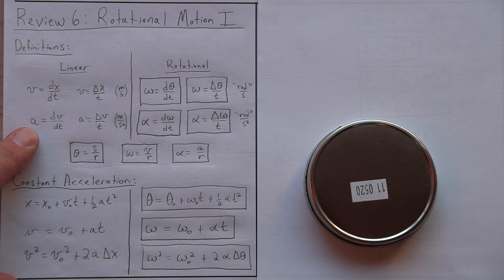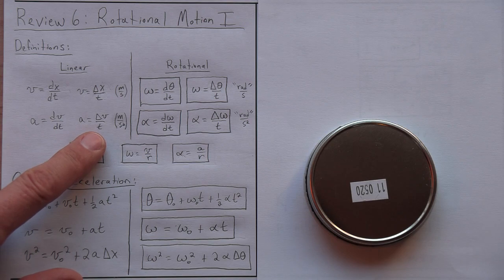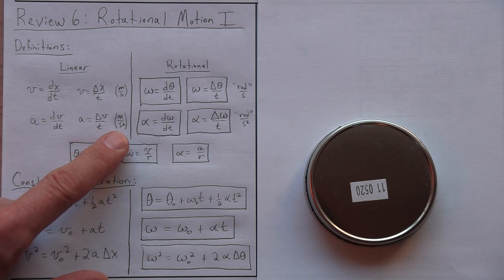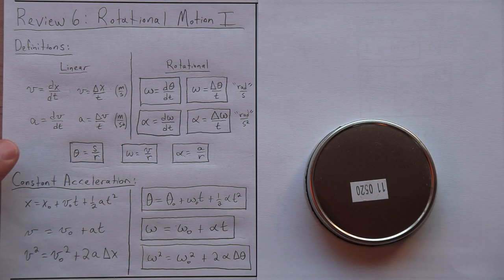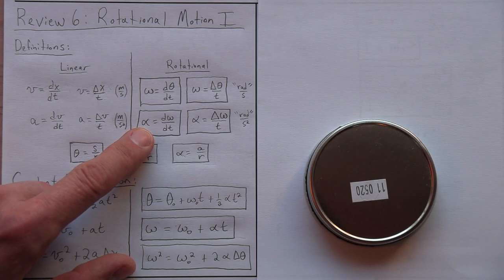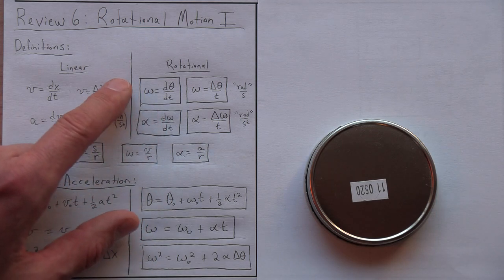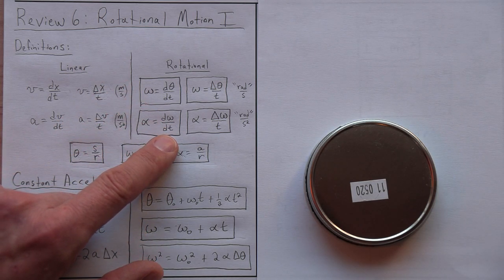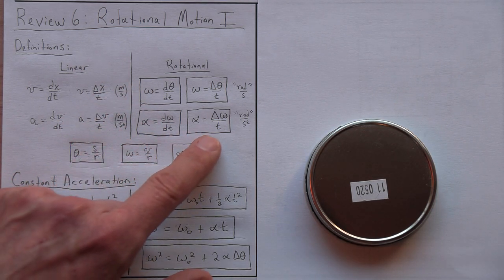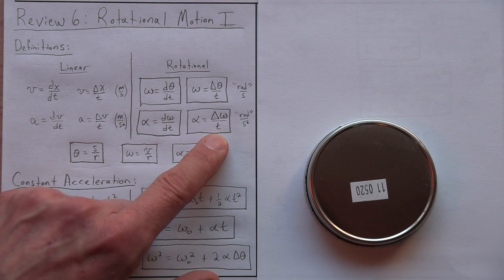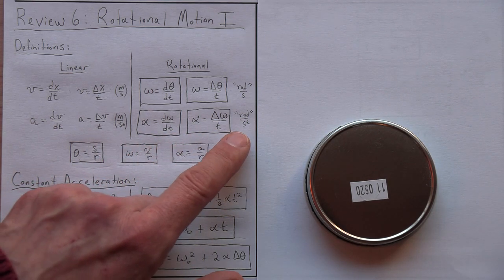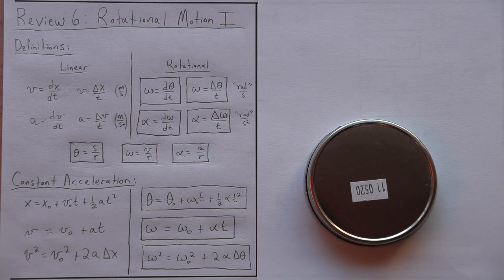Okay, going on to acceleration, it's the derivative of velocity with respect to time, or delta v over t, and then the units are meters per second squared. So we need a new symbol for the rotational acceleration, which is alpha, a Greek letter, and then we have the change in velocity, which is omega, with respect to time, or instead of delta v over t, delta omega over t, and the units instead of meters per second squared, radians per second squared.